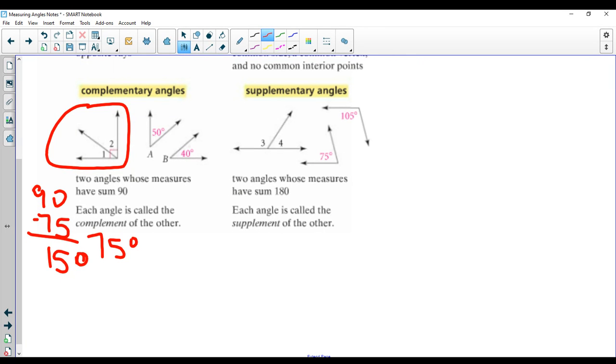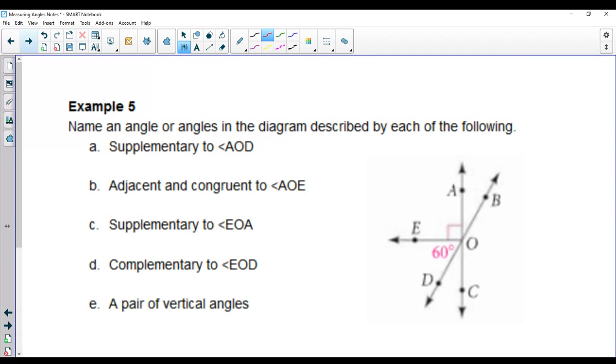Supplementary angles are a similar idea, except they add up to 180 degrees. So when you add them together, they'll make a half circle if they touch, or when you add their measures, they add up to 180. And then each angle is called the supplement. So if we have an angle out there that's 100 degrees, his supplement would be, whoops, back up just a second. If one angle is 100, his supplement would be 80 degrees. Okay?